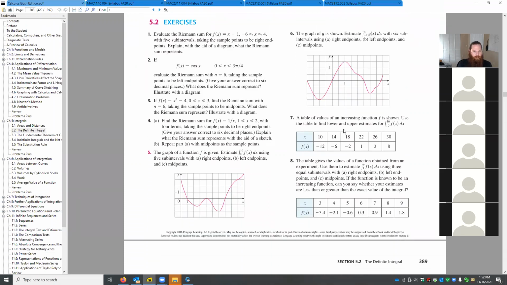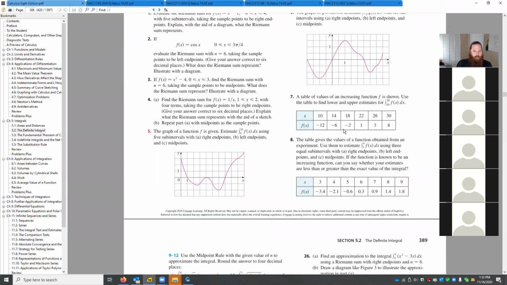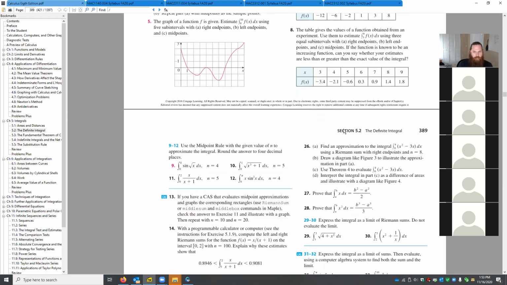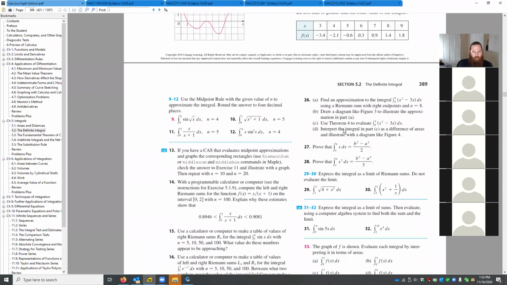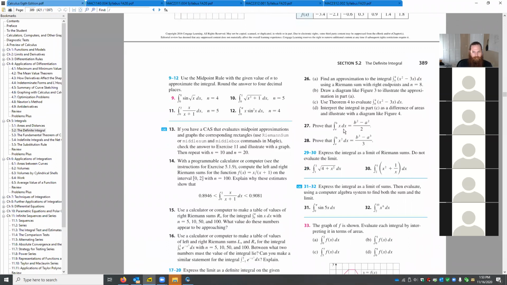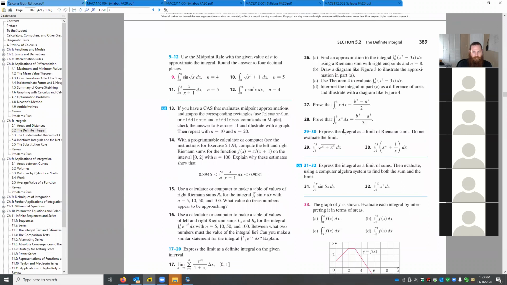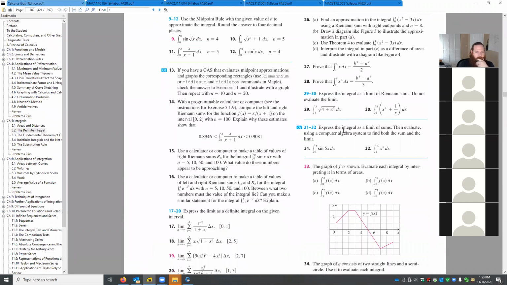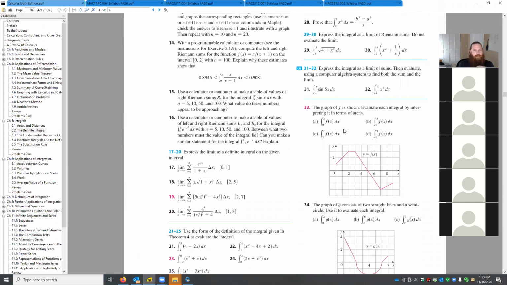So just for fun, let's look at 1 or 2 more of these. Yeah, we can find Riemann sums all day. We've done plenty of that. Here's the midpoint rule. Prove this. And using a calculator, express the limit as a definite integral.